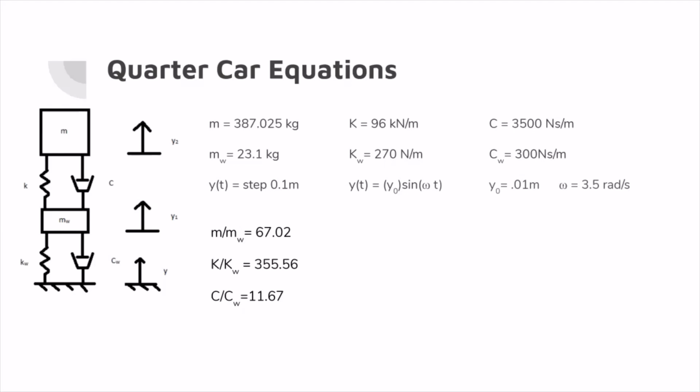Our initial Y value for the input is 0.1 meters. We found y(t) is equal to Y0 times sine omega t. Y0 is 0.01 meters, and omega is 3.5 radians per second. If you look at the mass of the car compared to the mass of the wheel, the ratio is about 67.02. The ratio of the spring rate of the suspension system to the spring rate of the wheel is about 355.56, and the ratio of the damping coefficient for the suspension compared to that of the wheel is 11.67.